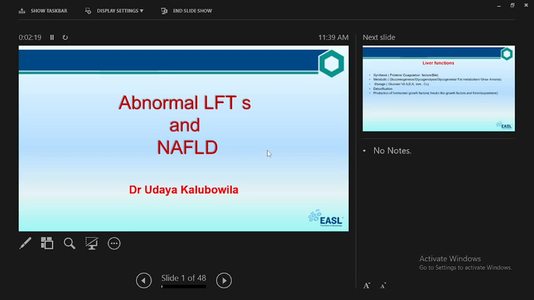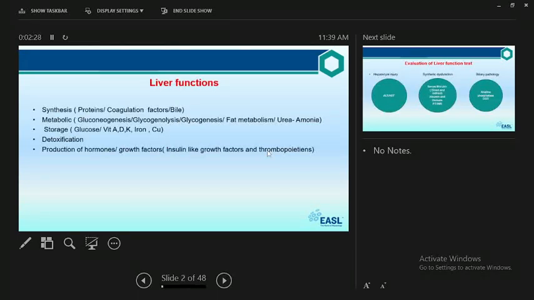Most of the data, recommendations and guidelines were taken from the EASL, European Association for the Study of Liver Disease. So I should mention that as well.